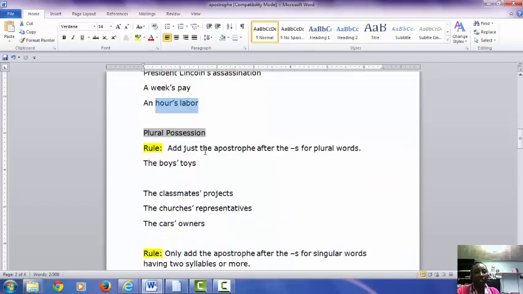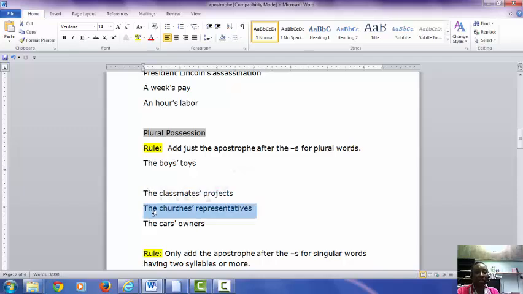For plural possession, the rule is to add the apostrophe after the s for plural words. Here's an example. The boys' toys. We have more than one boy, and these toys belong to the boys. So we add just an apostrophe after the plural word boys. The classmates' projects, again, plural, so we just add an apostrophe.